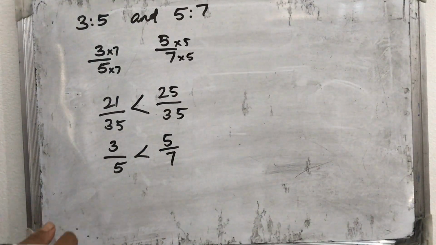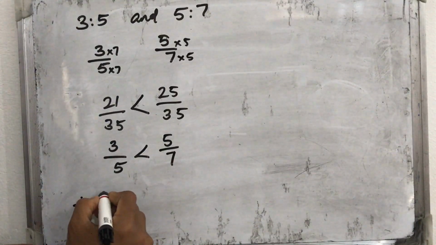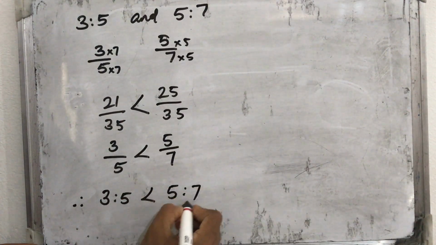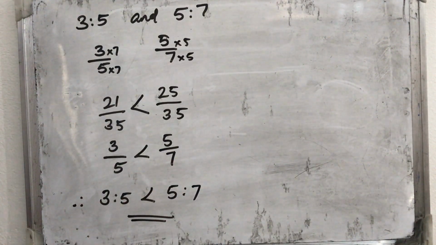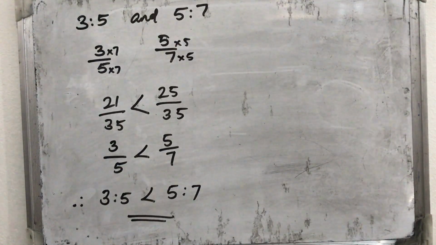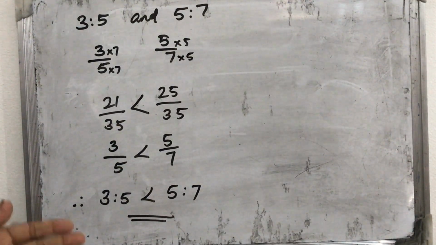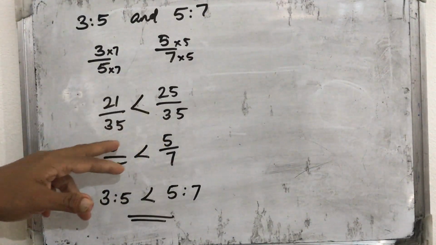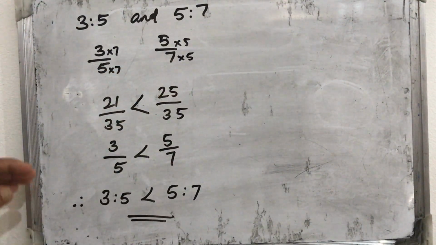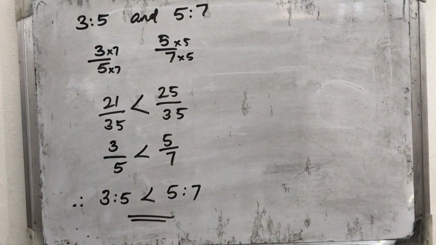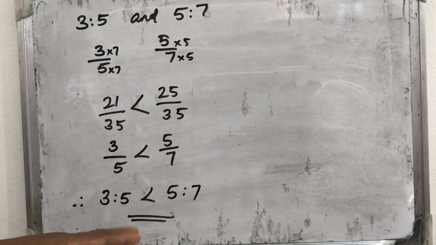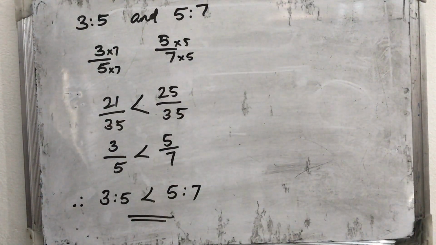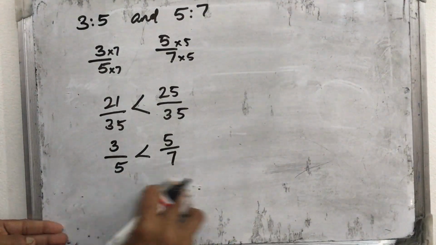So how can we compare the ratio? Therefore 3:5 is less than 5:7. For comparing any two ratios, first we convert the given ratio into fraction form, and after that we make the denominator the same. After making the denominator the same, we can compare the fractions very easily. After that the same ratio we can compare. Two more questions of this type are in the textbook that you can do as homework.